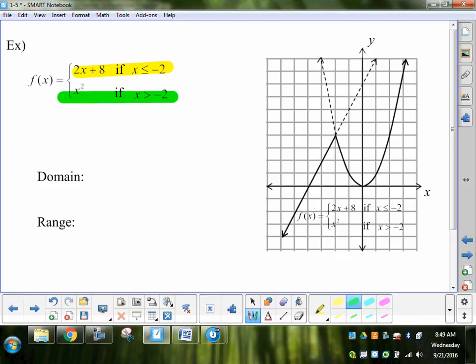Who can give me an input that would make me use the top yellow piece? What's an example input that we would have if I'm graphing out that top yellow piece? -2 works? Who can give me another one? -3. Who can give me another one? -4. Anything less than -2.